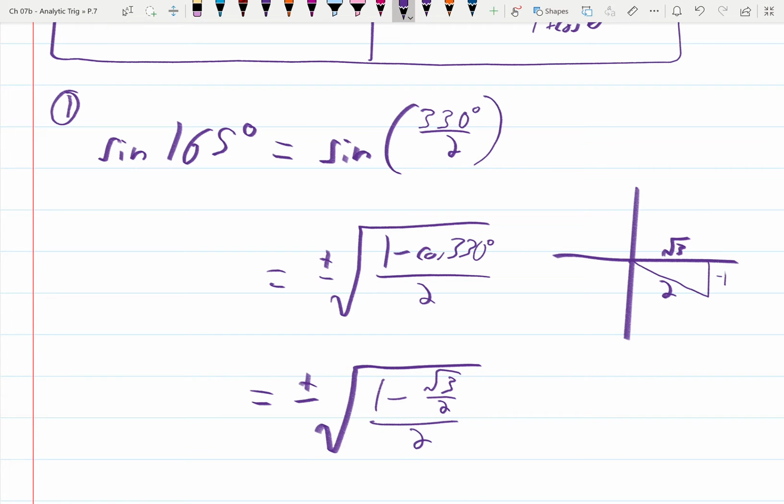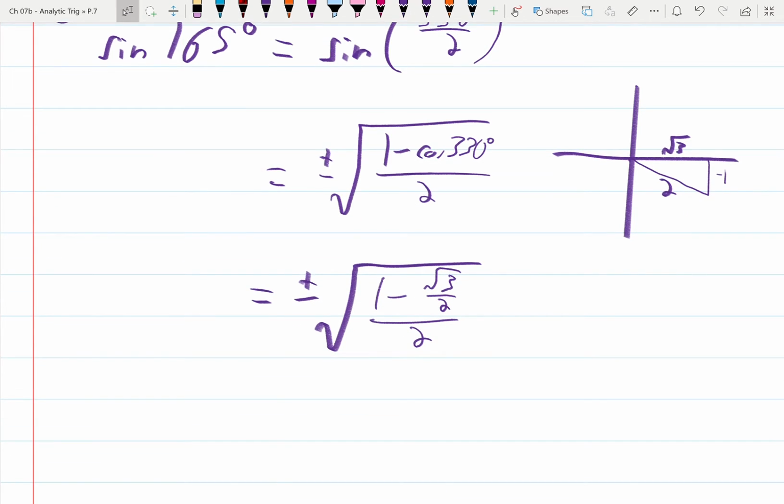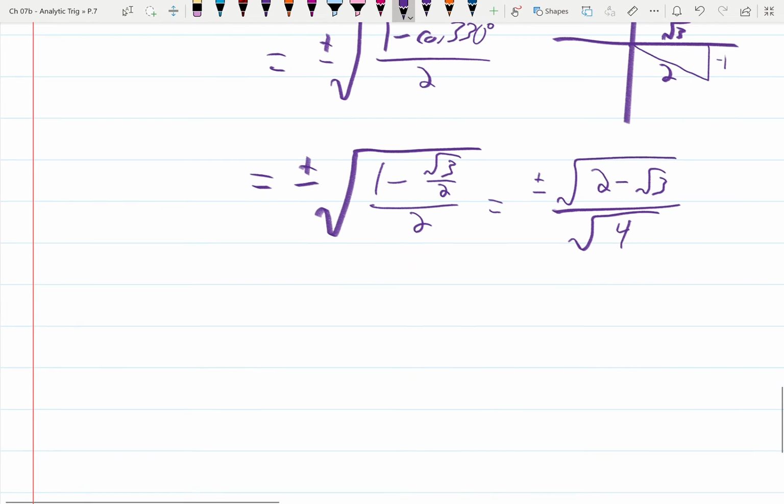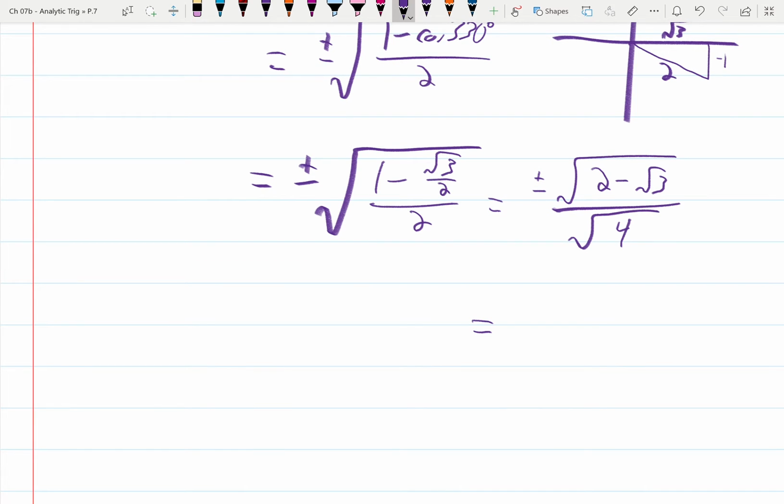Please don't leave it like that. That's an awful form. We can clean that up a little bit. Namely, I can multiply the numerator and denominator of the fraction inside the radical by a 2 and make it plus or minus root 2 minus root 3 over. I'm going to separate this radical to make another point. Please don't leave it like that. Can I clean that up a little bit? Like the denominator, root 4.